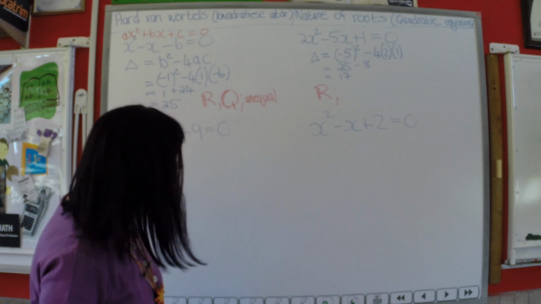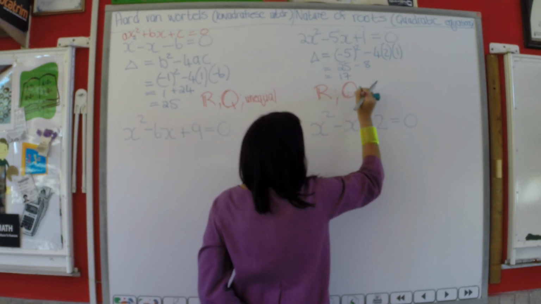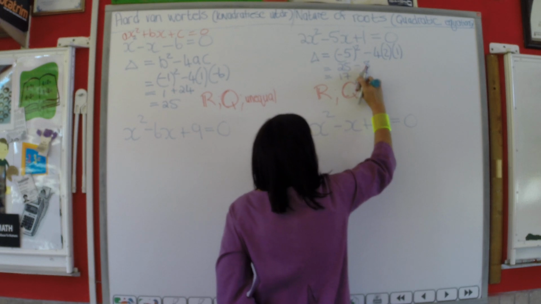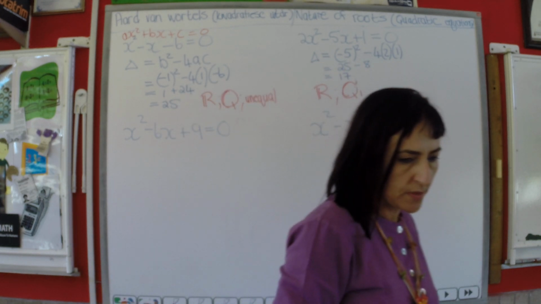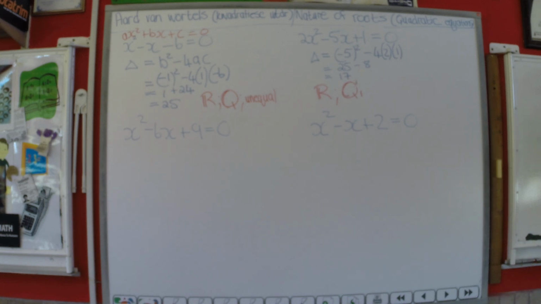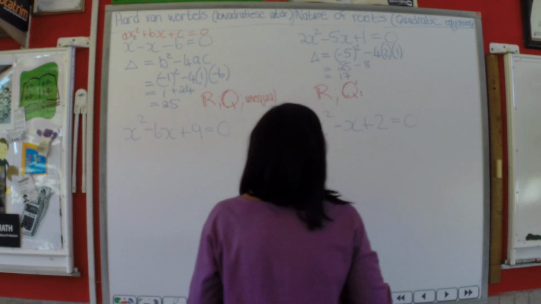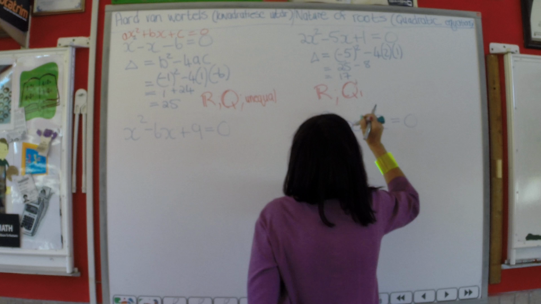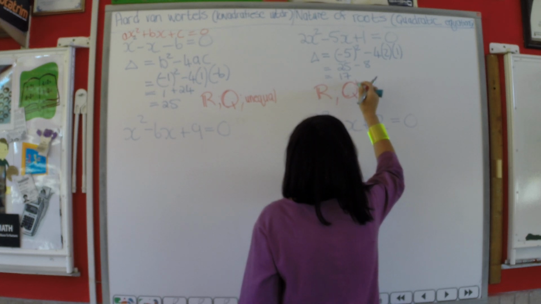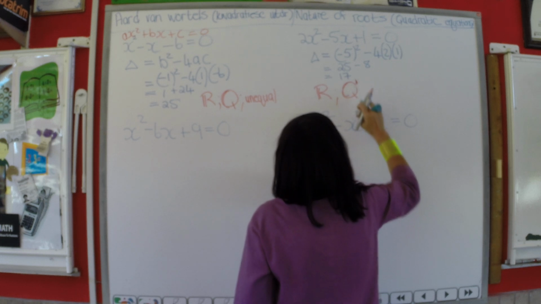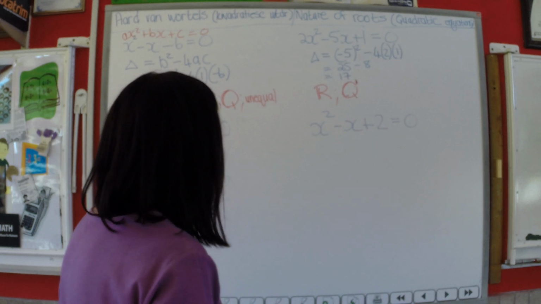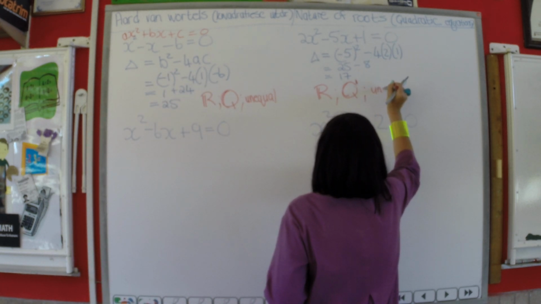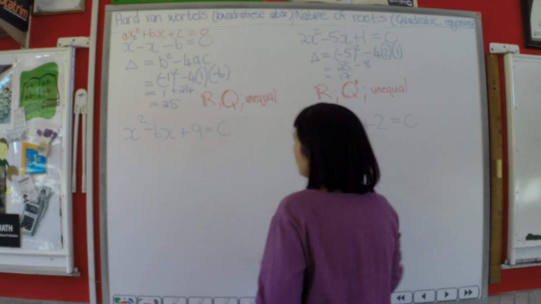Delta in this case is not a perfect square. So this is now not rational, but irrational. Can you remember the symbol for irrational? That one over there. Irrational, write it out. And then is it equal or unequal? Again, unequal because delta is not equal to 0. Unequal roots.